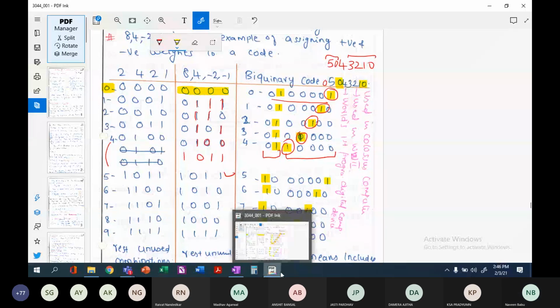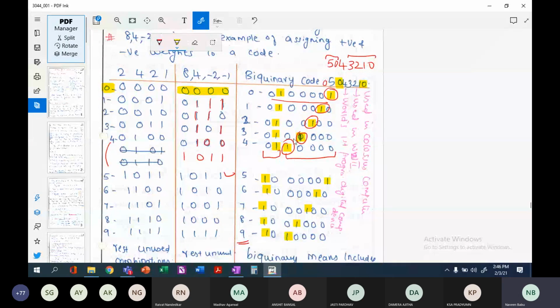Okay, right. So bi means it includes both. Bi means it is 2 states.